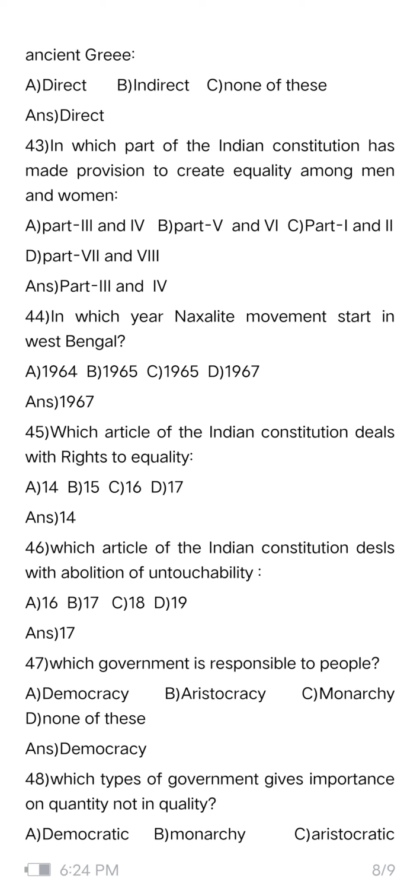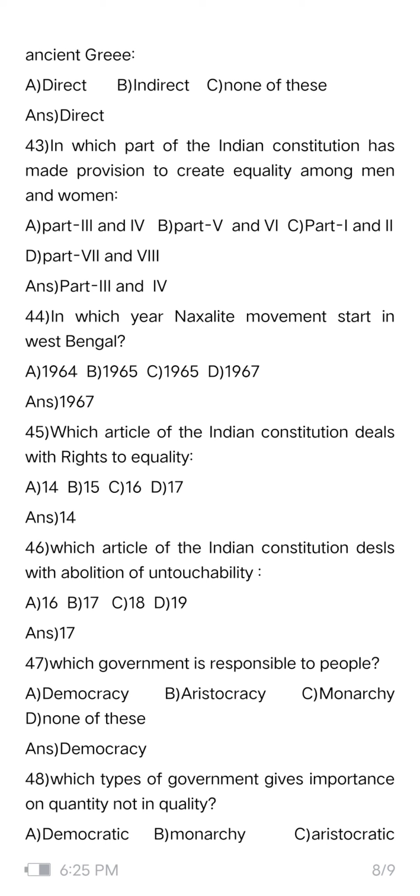Next question, which article of the Indian Constitution deals with abolition of untouchability? Option A, 16, option B, 17, option C, 18, option D, 19. Right answer is 17. Article 17 of the Indian Constitution deals with abolition of untouchability.